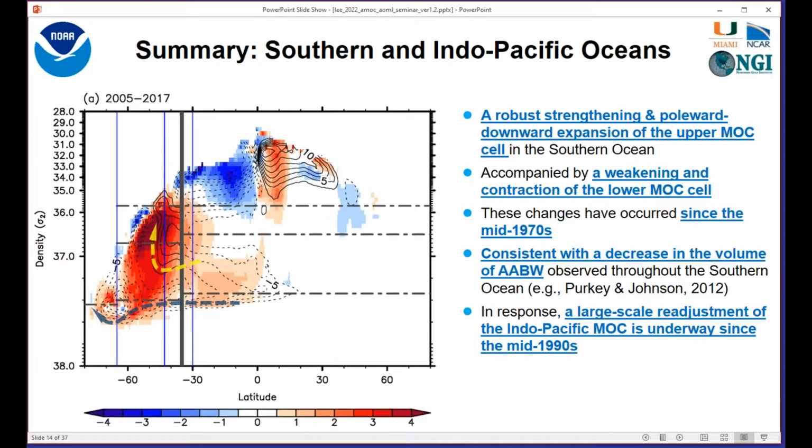And we think that this is a response. What happened in the Pacific is in response to this change in the Southern Ocean. The Pacific MOC, the Indo-Pacific MOC, is responding to it. So it's slowly adjusting to it since the mid-90s. So that was it for the Southern Ocean and Indo-Pacific Ocean.